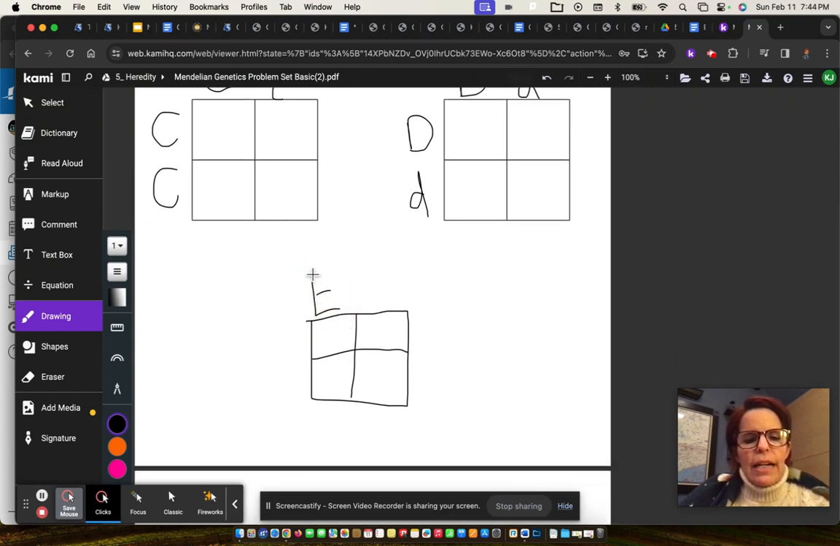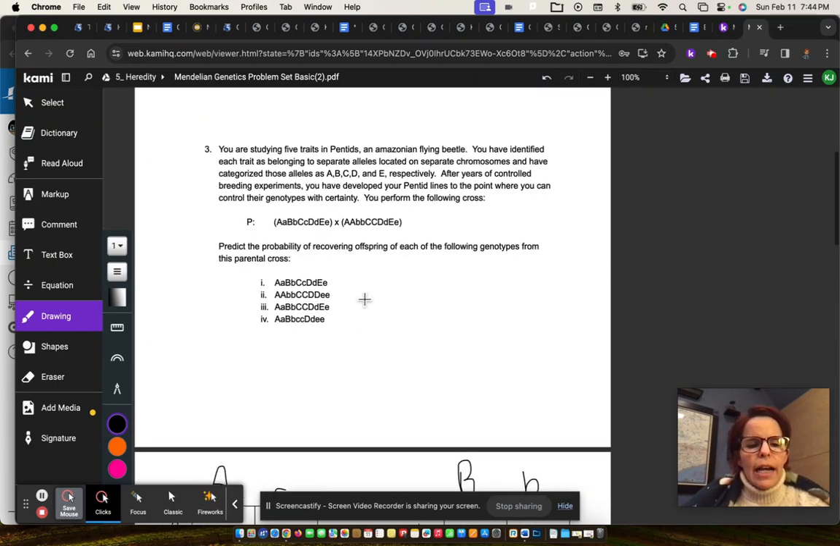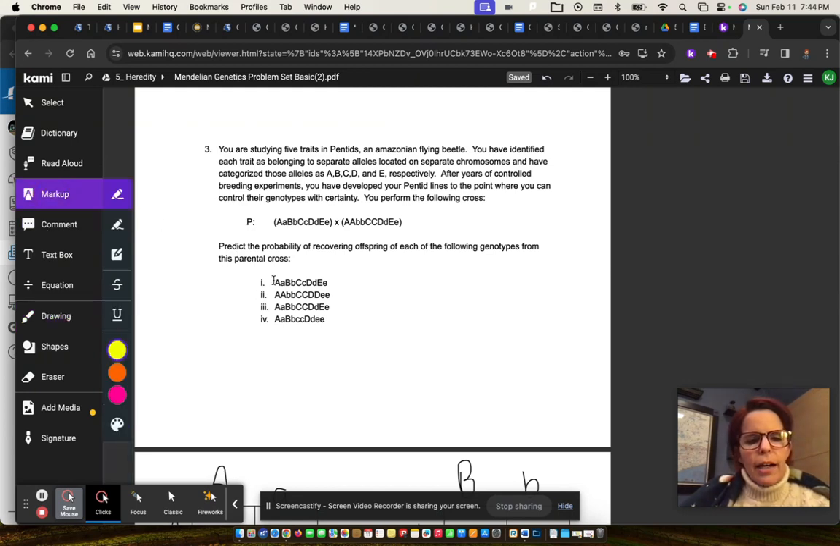Now I'm not going to fill in every single one because that'll take us ages since I'm drawing with my finger, but we can still make a point. So it's asking us, what are the odds that we'll get capital A, little a, big B, little b, big C, little c, big D, little d, and big E, little e? So the question is, what are the odds that every single trait will be heterozygous? That we're going to get a baby beetle that is heterozygous for every trait?